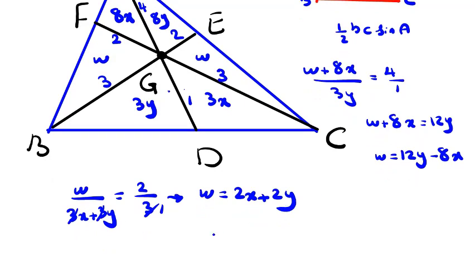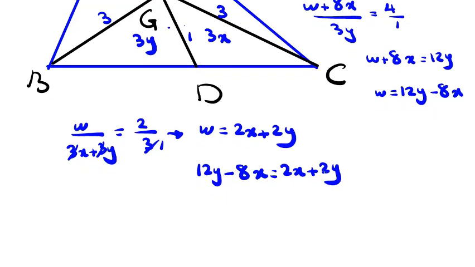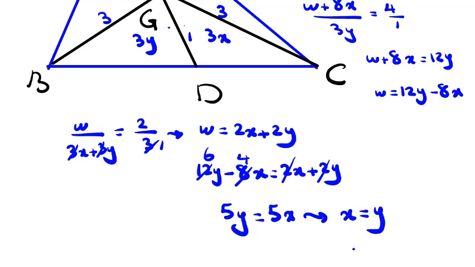Now here, if you replace W, it is 12y minus 8x, and it will be 2x plus 2y. If we divide both sides by 2, it will be 6y minus y, 5y, and negative 4x here will be plus 4x plus x, 5x. So we proved that x equals y. So W is 12x minus 8x, 4x.